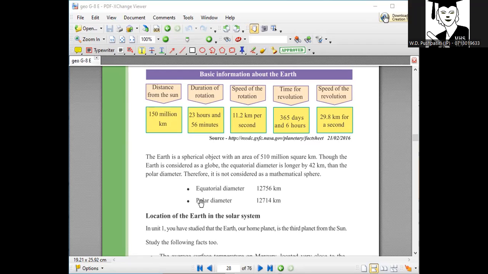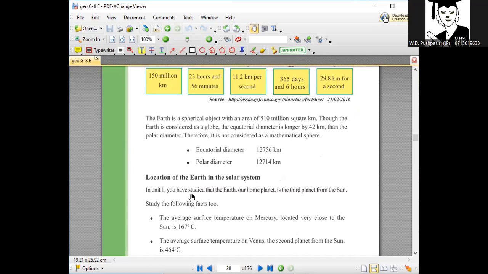Location of the earth in the solar system. That means where the earth is available in the solar system. That is what we mean here. So it is mentioned here in unit 1. You have studied that the Earth, our home planet, is the third planet from the Sun.